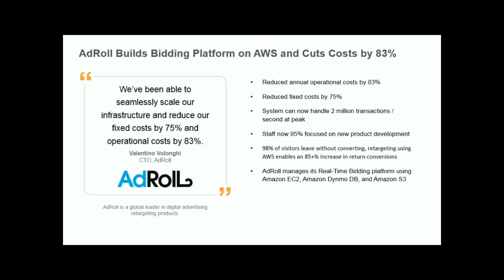Now, the outcome of this is that AdRoll, operating a very, very low margin business, it's very important for them to really be able to operate efficiently and operate well at scale. By being able to build on AWS, they were able to reduce their costs by about 83%. So cutting their fixed costs by 75% and operational costs by that 83%. They additionally are now able to operate at scale of about 2 million transactions per second when they hit peaks. So pretty high volumes for them.